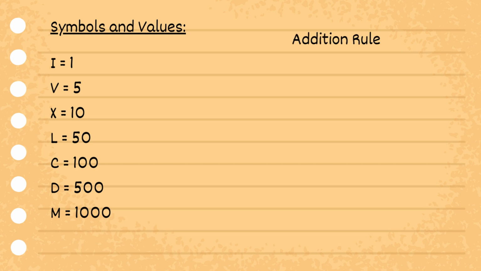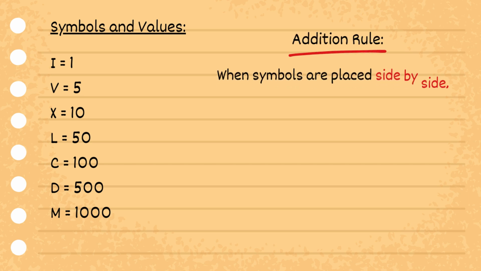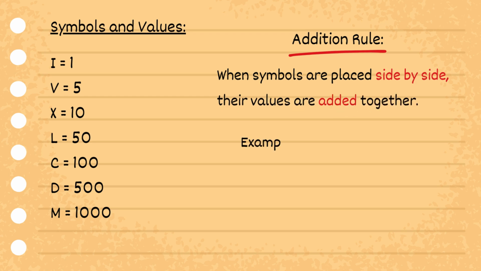Let's start with the addition rule. When symbols are placed side by side, their values are added together. Examples. II added together makes 2. VI is 5 and 1, which is 6. Similarly, XII is 12.